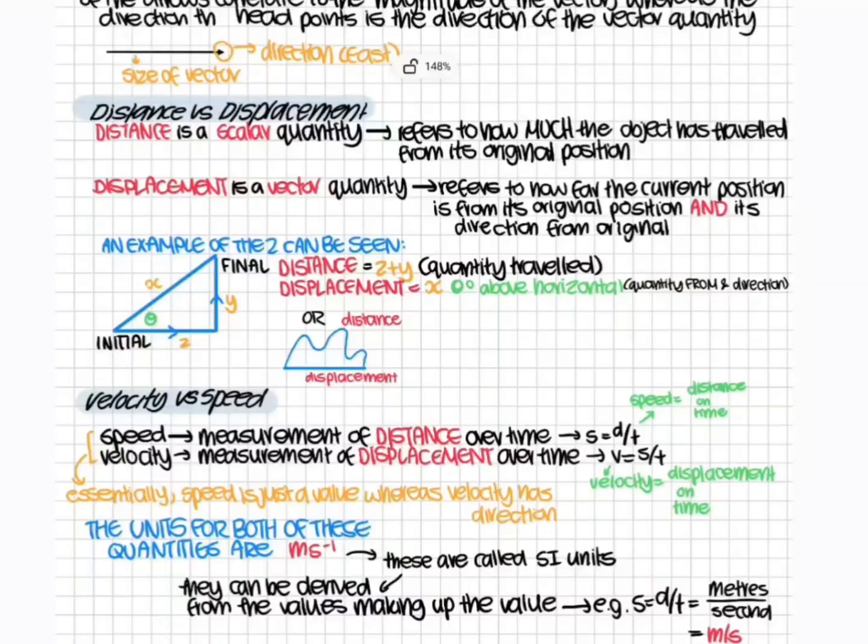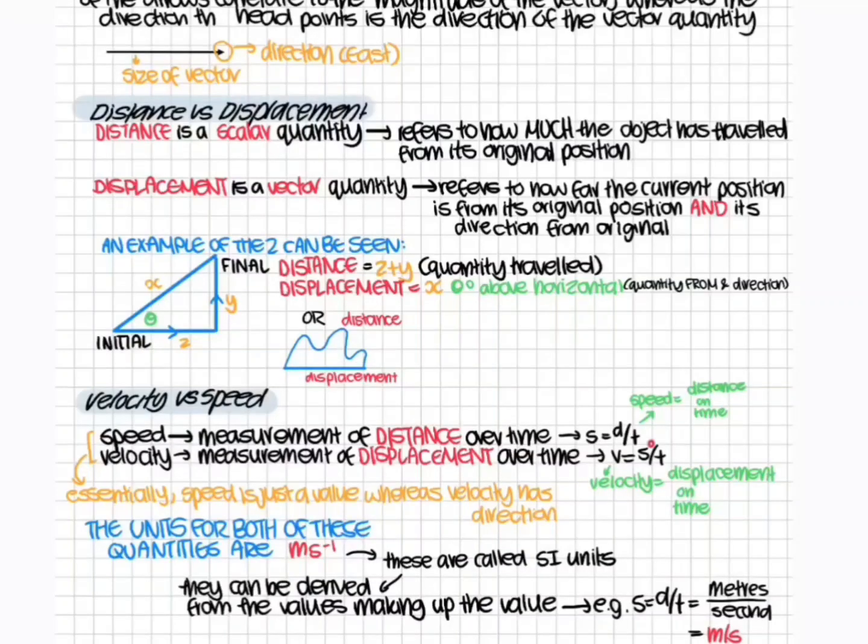Now we can move on to velocity and speed. So speed, we've all heard of speed before. Speed is the measurement of distance over time. So the distance traveled by the object, which let's just say here, so this, over the time taken to travel that distance. Meanwhile, velocity is the measurement of displacement over time. So the original from the final once again, and the time it takes to get to that point.